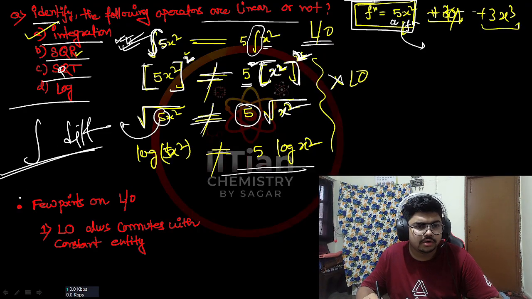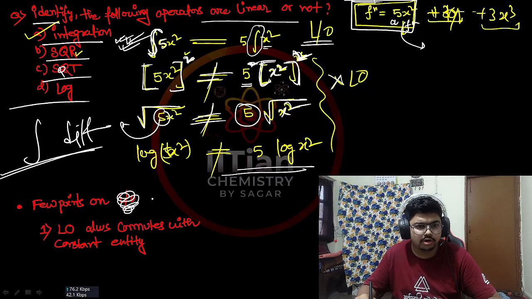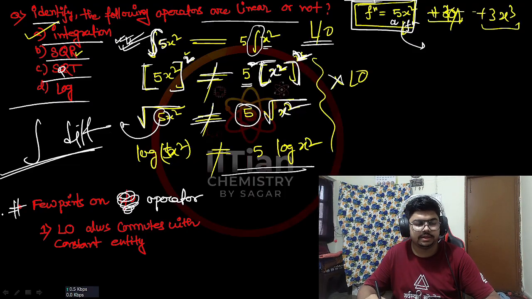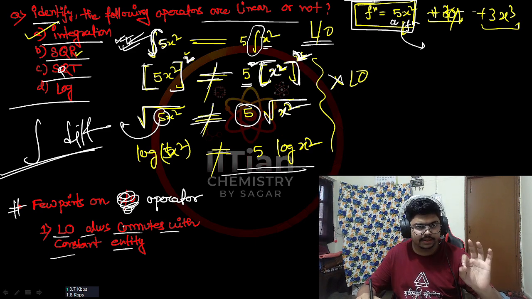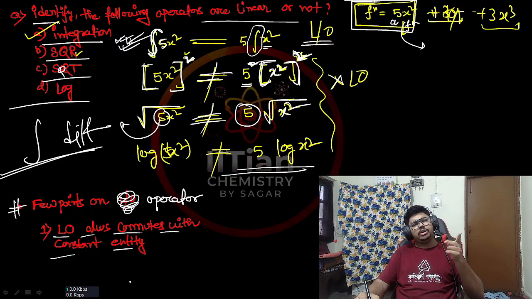Now a few points. Our last part on operators is a few points on operators, a few properties, a few extra things of operators. First thing is, a linear operator always commutes with a constant entity. If any operator is linear, it will always commute with a constant entity.